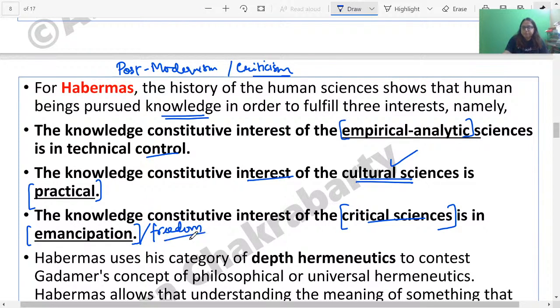Okay. So generally in exam, in NET, they will ask you this question by giving you pairs. For example, empirical analytical is equal to technical, cultural is equal to practical, and critical is equal to emancipation. And then they might ask you whether ये इनमें से कोई गलत है या फिर सही है या फिर match the pair, etc. This kind of questions can be asked from this region. Okay.